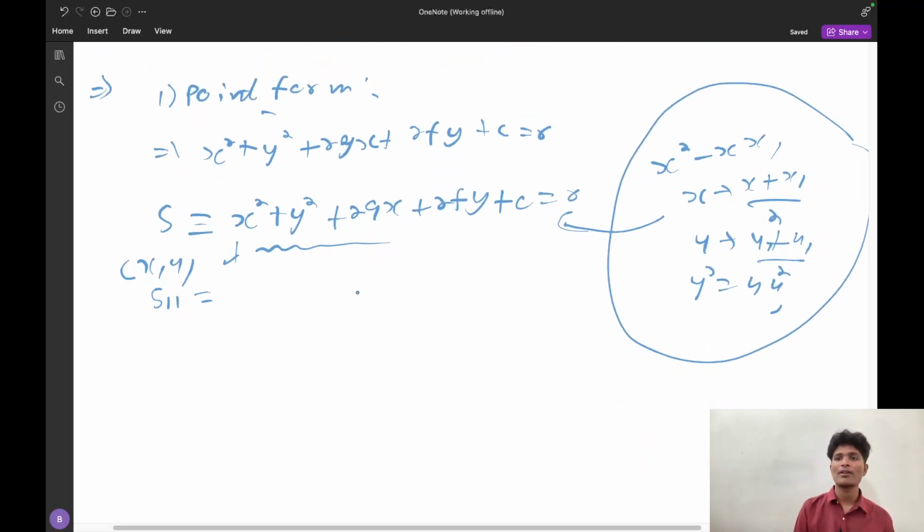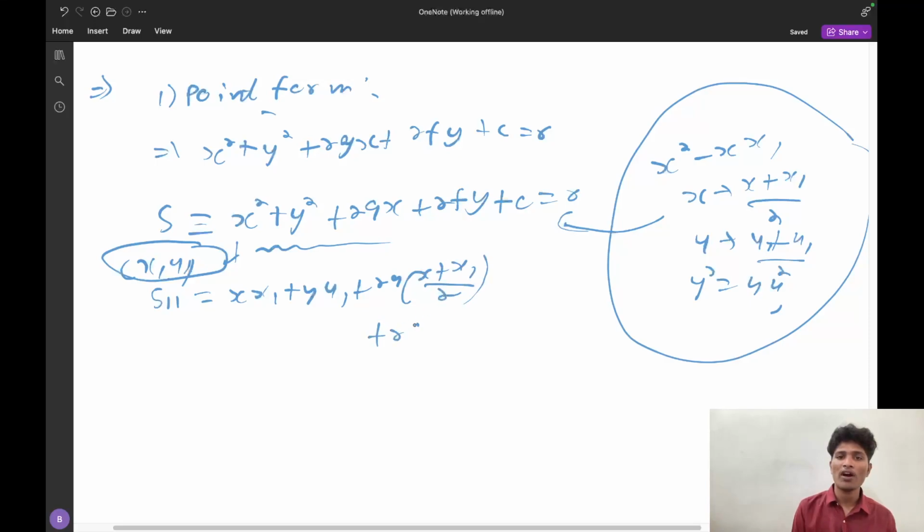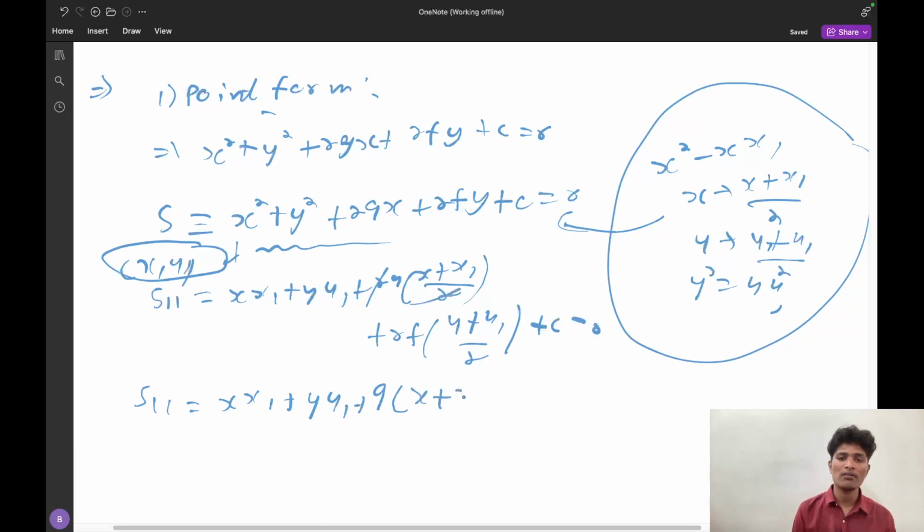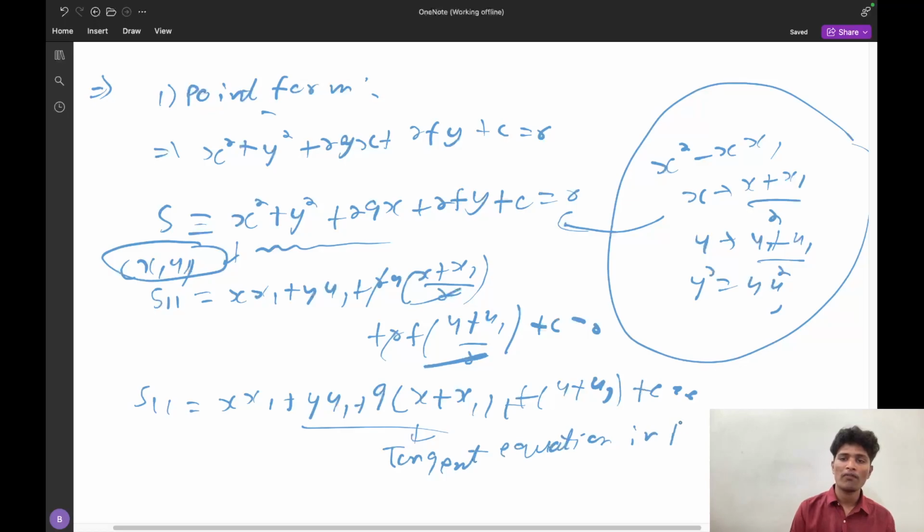Here x1 and y1 is the point which is given, so this is called the point equation. When I substitute these transformations, I get xx1 plus yy1 plus 2g of (x plus x1)/2 plus 2f of (y plus y1)/2 plus c is equal to 0. S11 is equal to xx1 plus yy1 plus g of (x plus x1) plus f of (y plus y1) plus c is equal to 0, where the 2s get cancelled. This is called the tangent equation in point form.